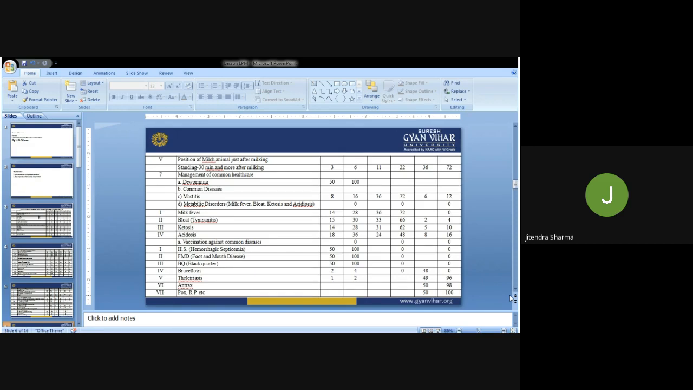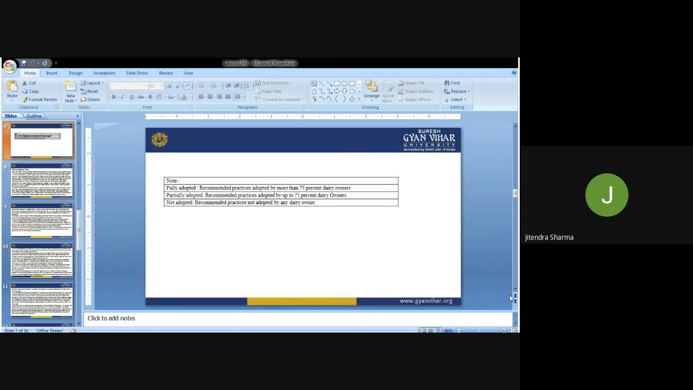Then vaccination. We have observed that vaccination against a few important and vital diseases like HS, FMD, BQ and TUS, they are following 100%. Whereas for brucellosis, filariasis, anthrax and RP, we have found that the majority of people are not following this practice.